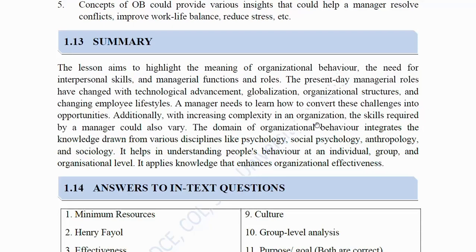The domain of organization behavior integrates the knowledge drawn from various disciplines like psychology, social psychology, anthropology, and sociology. It helps in understanding people's behavior at an individual, group, and organizational level. It applies knowledge that enhances organizational effectiveness.